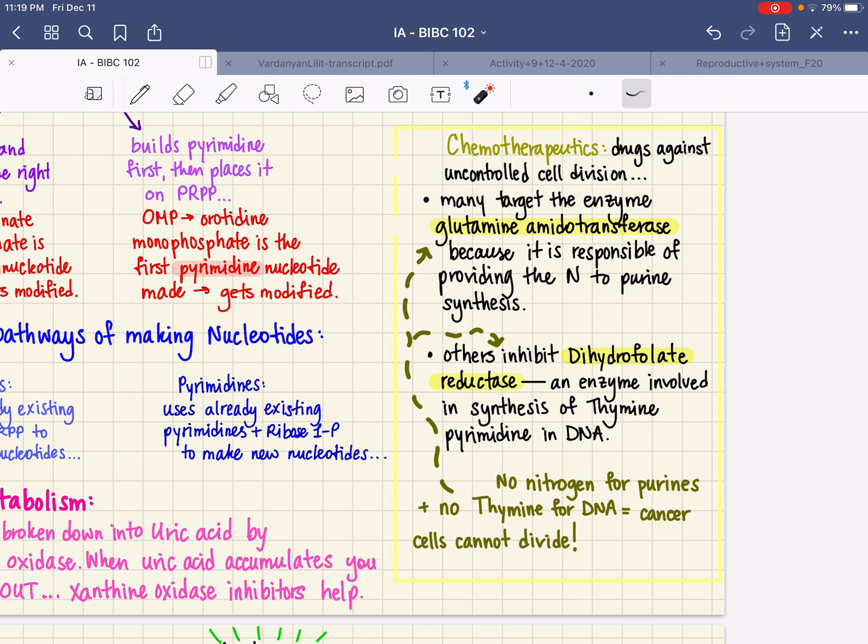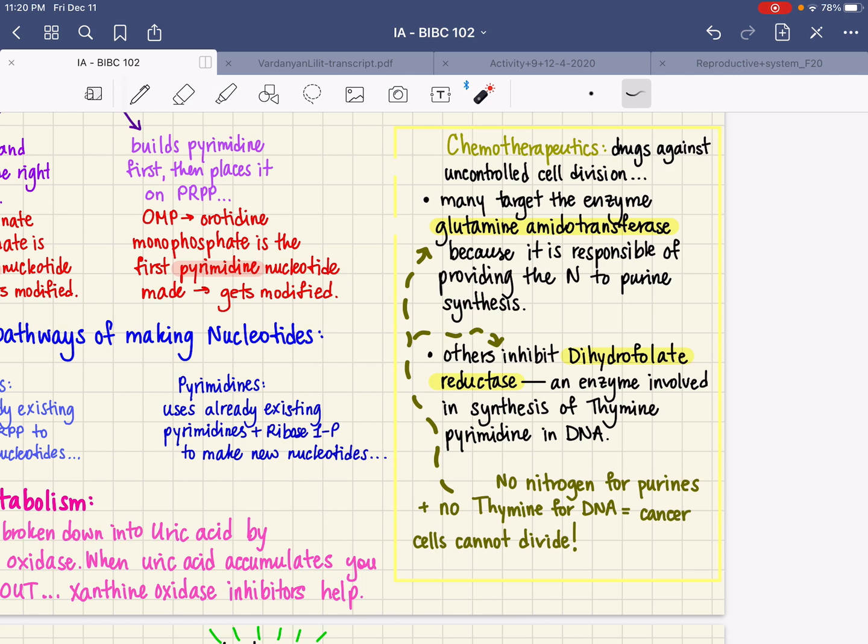So there are drugs that target this enzyme, glutamine aminotransferase. Okay, glutamine aminotransferase is an enzyme that takes the molecule of glutamine, which is one of our amino acids. Because glutamine has that amide group at the very end, the aminotransferase cuts off that amide and donates that nitrogen from the amide to the purine synthesis pathway, right? Because to make the purines, we need a source of nitrogen, and that source of nitrogen comes from glutamine.